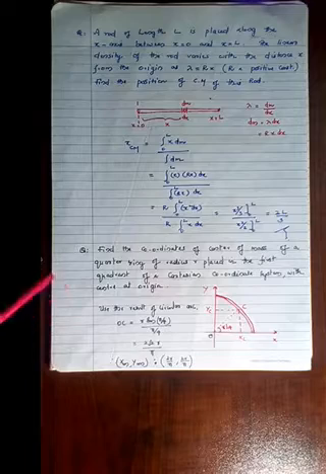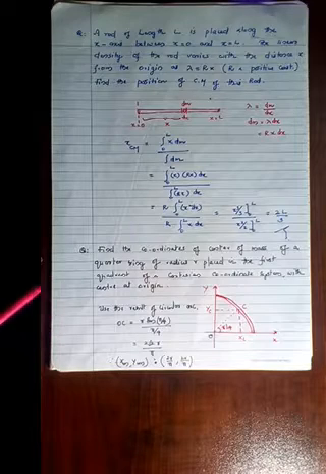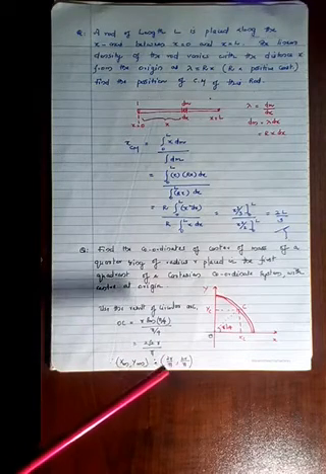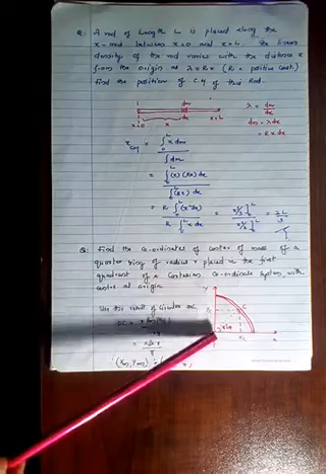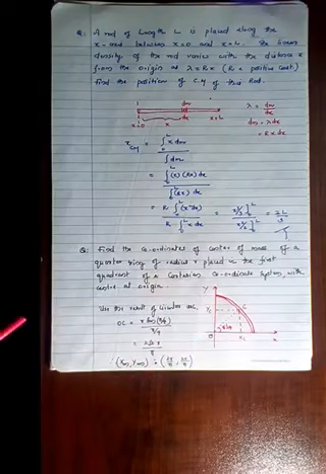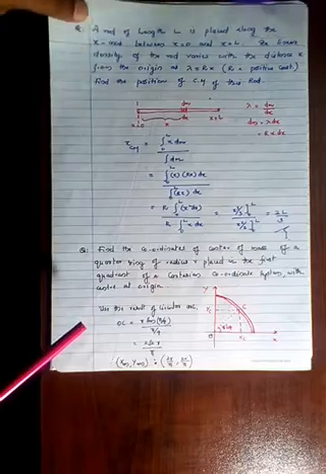It's a very important concept. If you know that, you get the answer. So OC is 2 root 2 R by pi. Then you can easily find the value of x and y. So it's a very important concept.